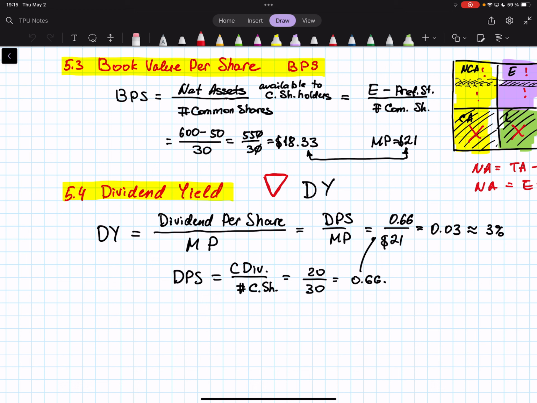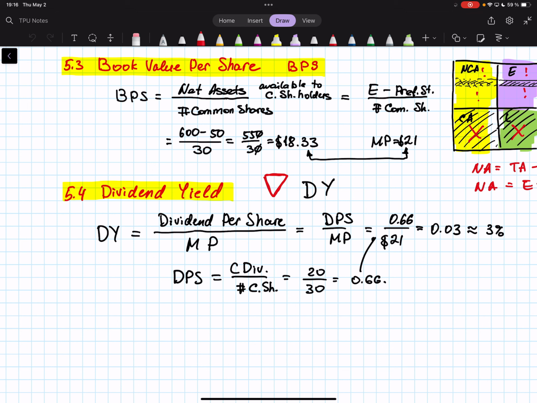So the dividend yield, the idea behind it is what's the percentage of the dividends in each stock that I buy. So we calculate the percentage by taking the dividend per share, DPS, and dividing it by market price. MP is market price. So DPS divided by MP is dividend yield.